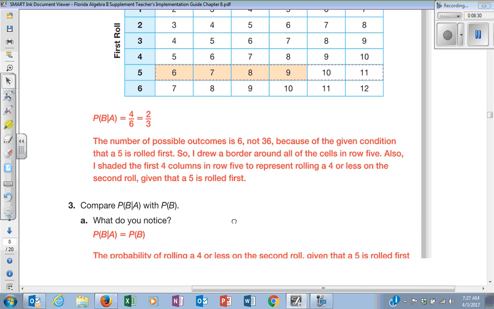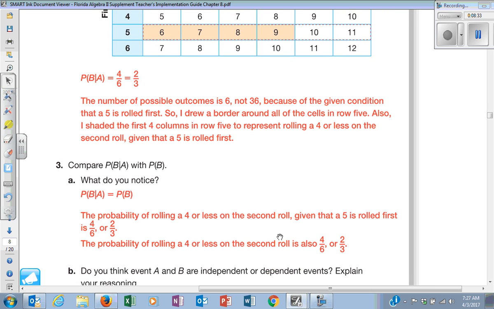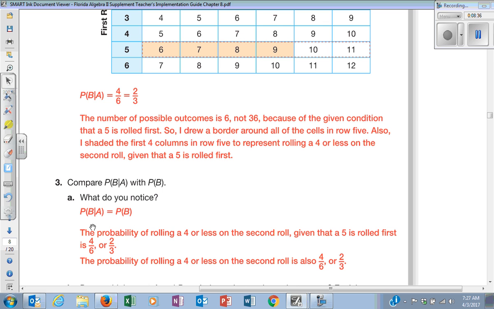So what do you notice about these guys? The probability is what? The first time, when the probability of rolling a 4 or less, the second roll, it's the same as if it's, do you get what I'm showing you? It's the same, it didn't change. Why? Because event A really had nothing to do with event B happening. Doesn't make it better, doesn't make it worse, it doesn't change it. Does that make sense?